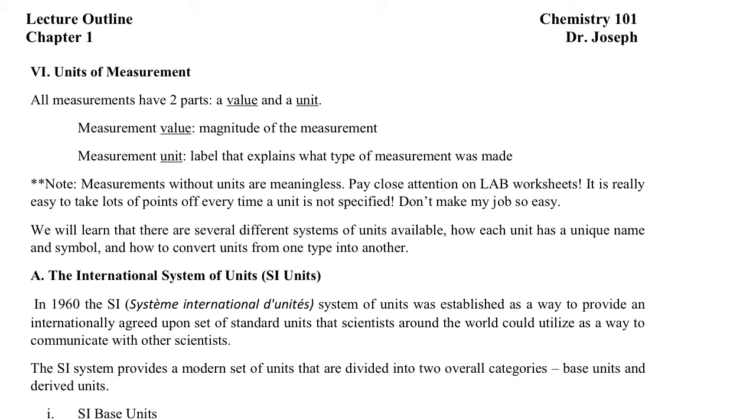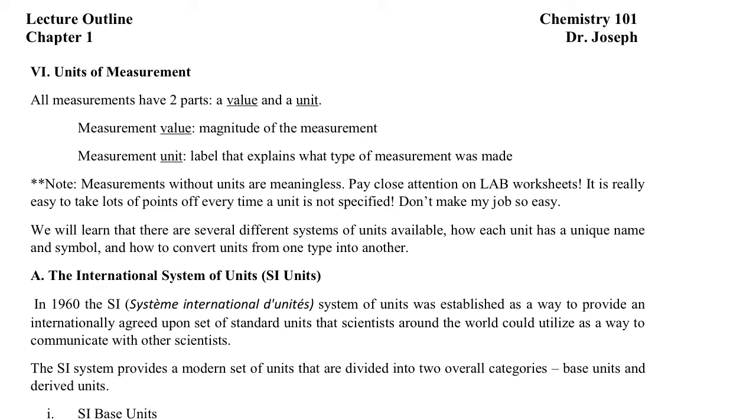All measurements have two parts. They have a value that expresses the magnitude of the measurement, and they have a unit, which is a label that explains to somebody else or to yourself later on what type of measurement was actually made. Note that measurements without units are meaningless. Without a label describing the type of measurement that was made, we have no idea what it means. It's just a number. Choosing the right unit to document a particular measurement will depend on many different factors.